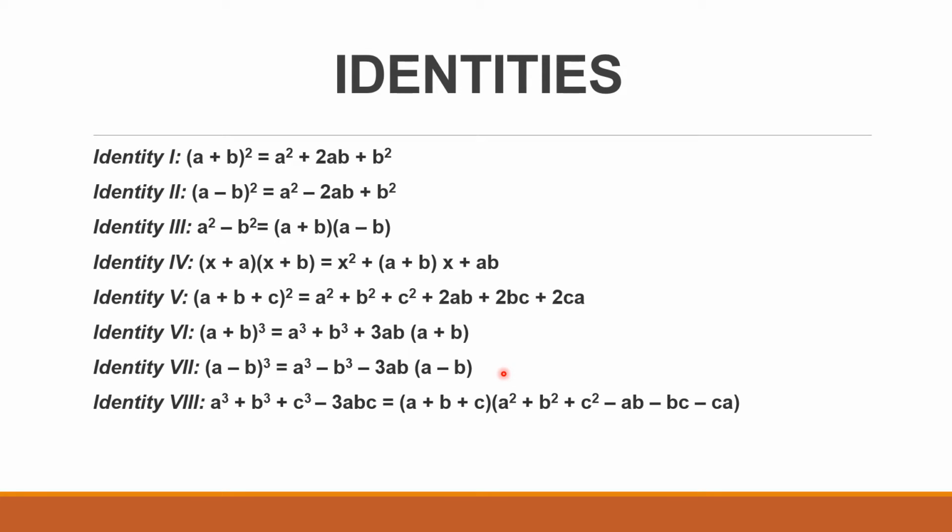The last identity is a cube plus b cube plus c cube minus 3abc. We can expand it as a plus b plus c, multiplied by another bracket: a square plus b square plus c square minus ab minus bc and minus ca. You need to learn all these identities so that it is easier for you to solve the questions. Let us start with our exercise 2.5.